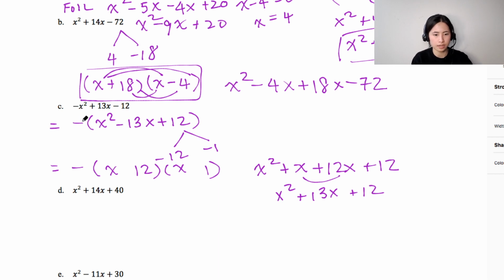Okay, so this is negative x squared, and now let me just go back to the question. Negative x squared, this is positive 13x, and then you have minus 12. This is positive 13x. Okay, so we did factor it, right? I just want to double check. Negative x squared, 13x, then you have minus 12. Okay, cool.